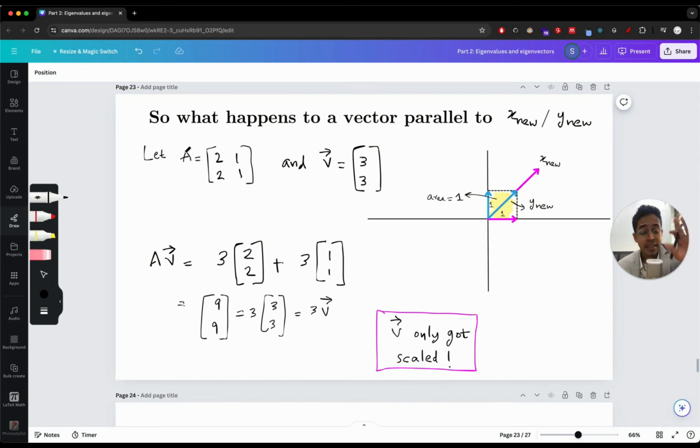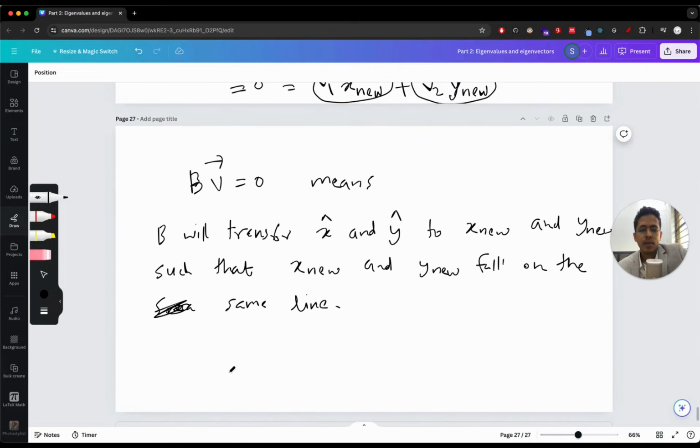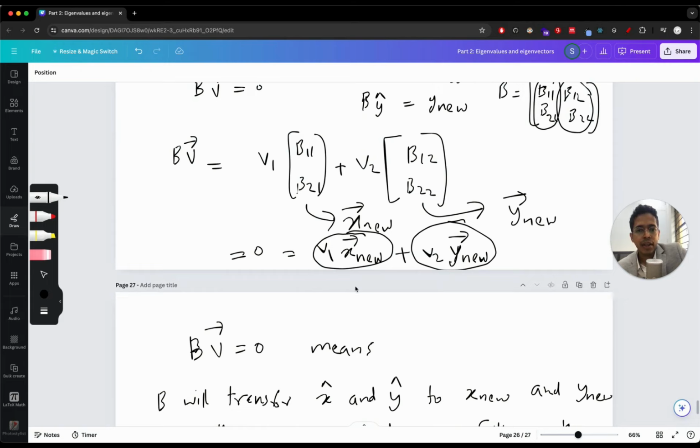Here the name of the matrix which was making this transformation happen, such that X new and Y new were falling on the same line, was A, but in our case it's B. So if B is transforming X and Y such that they are falling on the same line, the only thing that means, in non-trivial cases, is determinant of B equal to 0. I hope you're clear about why X new and Y new are falling on the same line.